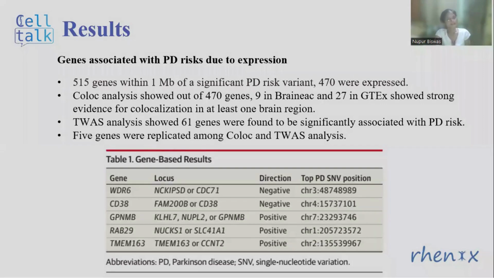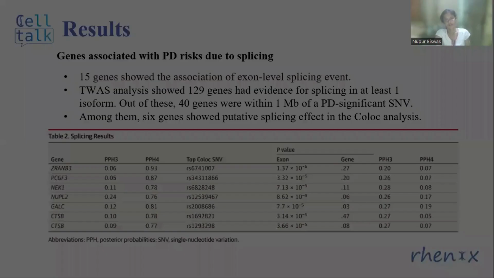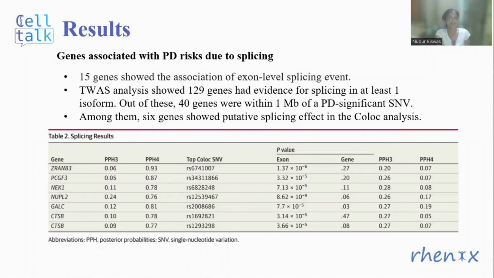They further checked which genes associated with Parkinson's disease act through splicing changes. They used exon-level splicing data and identified 15 genes. They also did TWAS analysis here, which showed 129 genes had evidence for splicing in at least one isoform. Out of these, 40 genes are within the region of concern. Among these two analyses, they found 6 genes in common. So they got 5 genes from the expression analysis and 6 genes from the splicing analysis. These total 11 genes they considered as candidate genes and proceeded for further analysis.